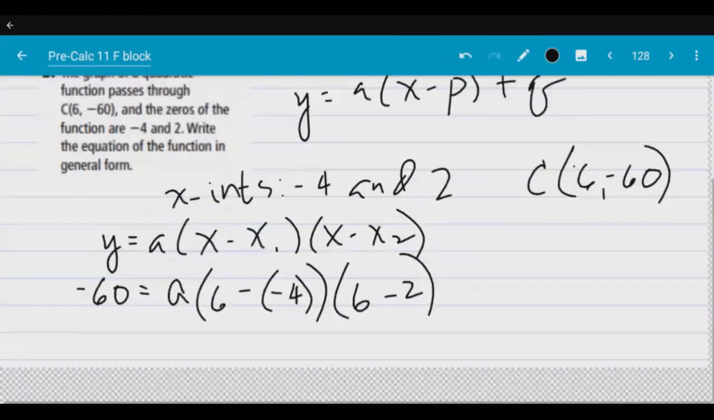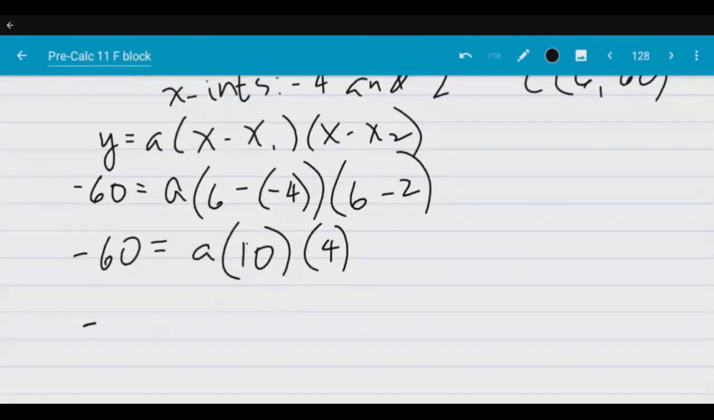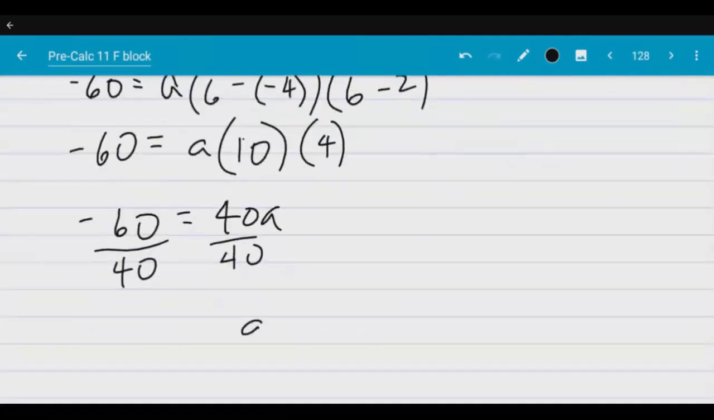All right, so let's take a look. Let's simplify. -60 equals a times (6 minus -4). That would be a 10, times (6 minus 2), which is a 4. Yeah? -60 is equal to 40a. Dividing both sides by 40, we get a is equal to -3/2.